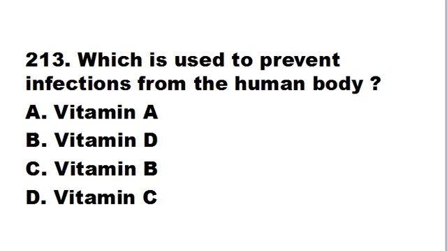Which is used to prevent infections in the human body? A. Vitamin A, B. Vitamin D, C. Vitamin B, D. Vitamin C. The correct answer is D. Vitamin C, also known as ascorbic acid, is used to prevent infections of the human body.